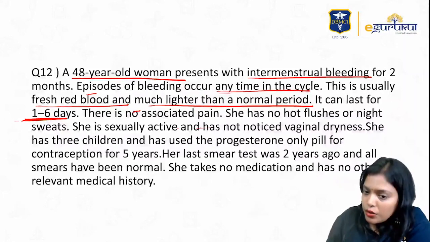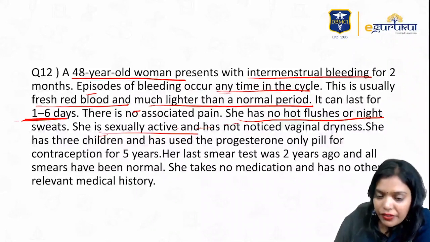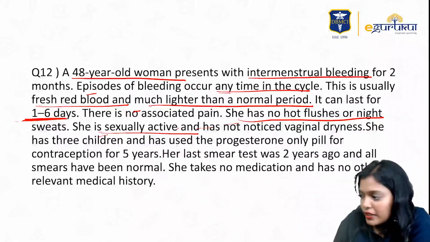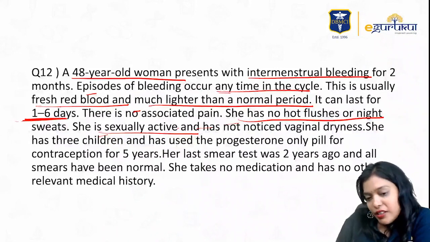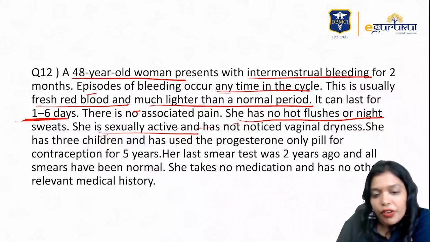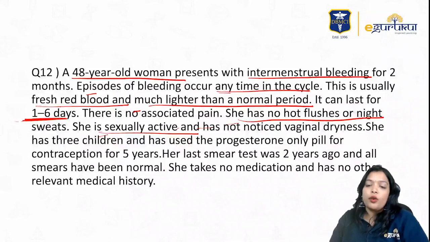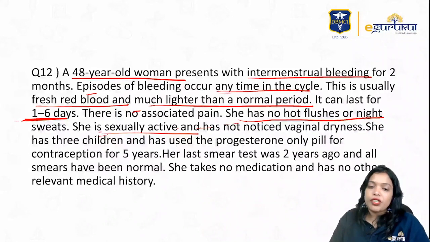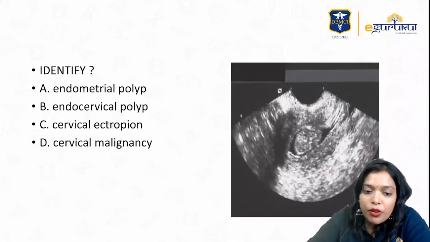She has no hot flushes or night sweats. She is sexually active and has not noticed vaginal dryness. She has 3 children and has used progesterone only pill for contraception for 5 years. Her last smear was 2 years ago and all smears have been normal. She takes no medication, has no other relevant medical history. So what is the management you want?